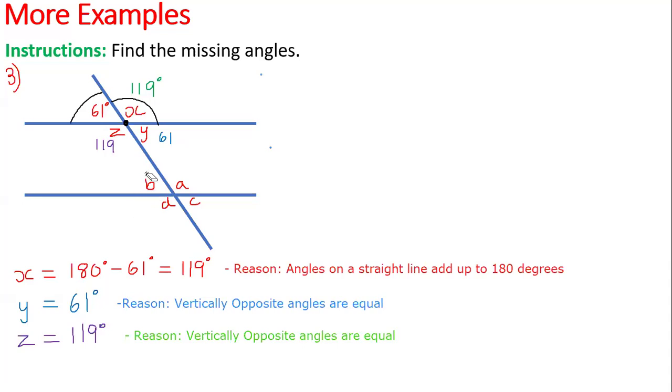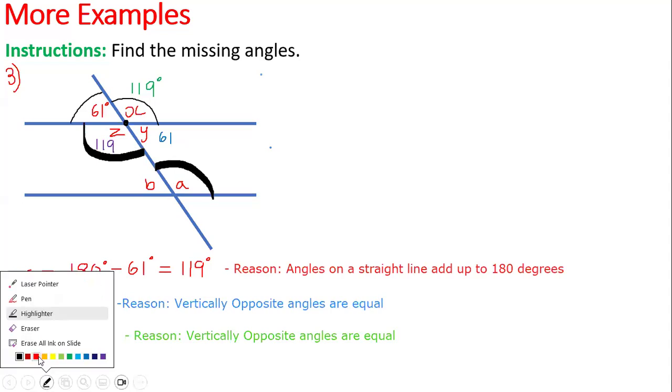Okay, so now that we know that Z is 119, right? What is A? A is 61. No, 119. Do y'all see the Z?